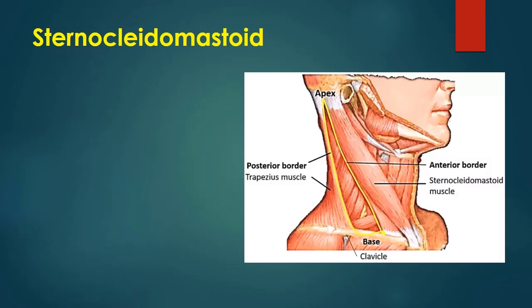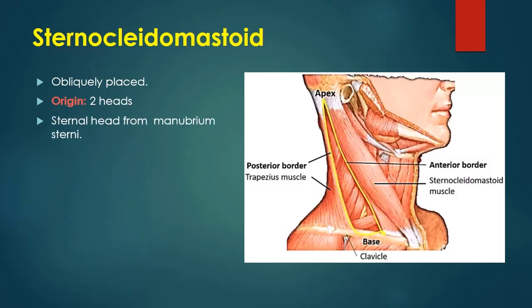This sternocleidomastoid originates by two heads, from the sternum and also from the clavicle. So it arises from the manubrium sterni and also from the upper surface of the medial part of the clavicle. So two heads, a sternal head and a clavicular head. Now these two heads unite as they pass upwards obliquely.